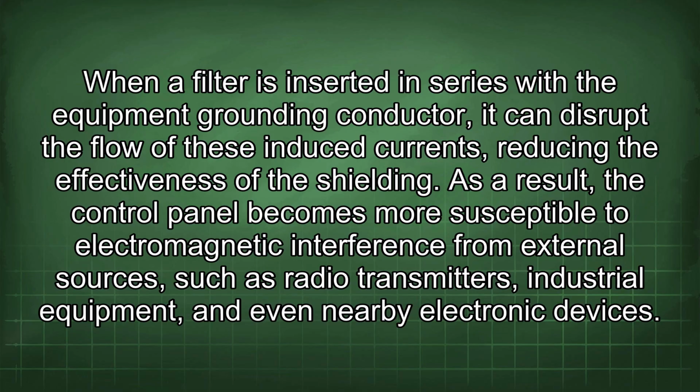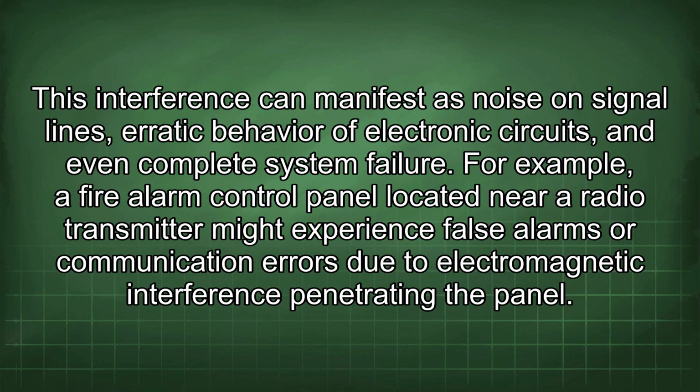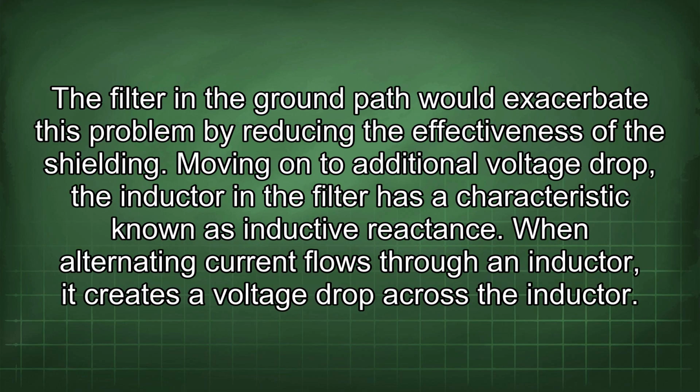As a result, the control panel becomes more susceptible to electromagnetic interference from external sources, such as radio transmitters, industrial equipment, and even nearby electronic devices. This interference can manifest as noise on signal lines, erratic behavior of electronic circuits, and even complete system failure. For example, a fire alarm control panel located near a radio transmitter might experience false alarms or communication errors due to electromagnetic interference penetrating the panel. The filter in the ground path would exacerbate this problem by reducing the effectiveness of the shielding.